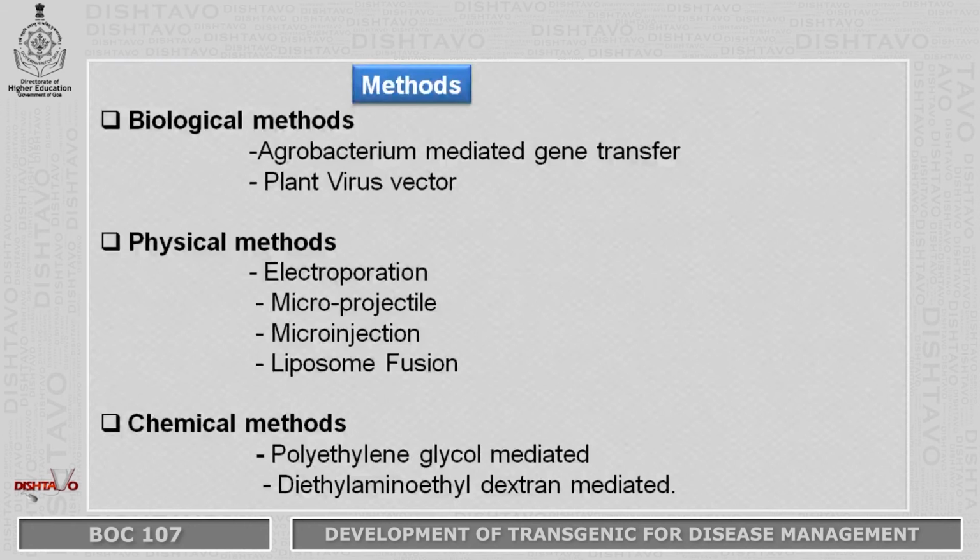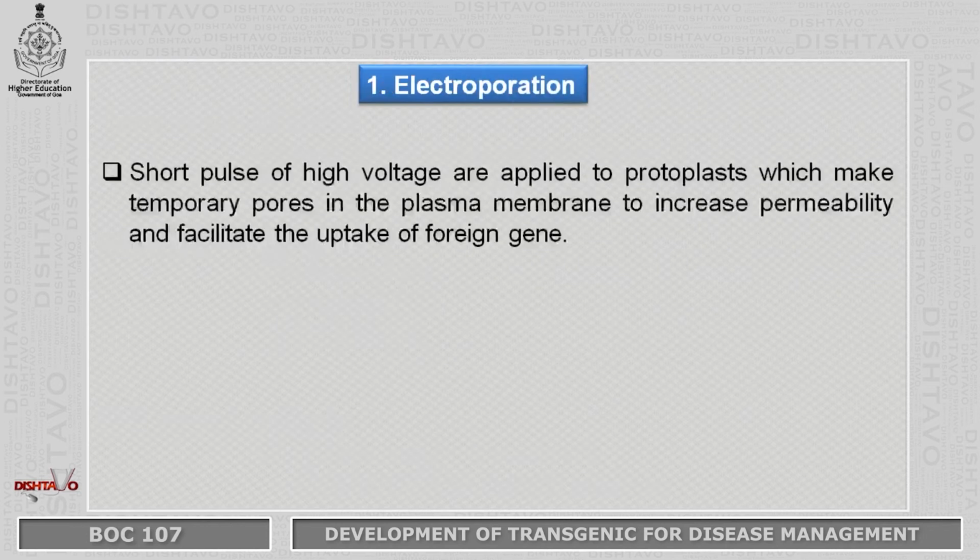Now which are the methods? There are many methods. First, biological methods. Under that we have agrobacterium mediated gene transfer, plant virus vector. Then we have physical methods: electroporation, microprojectile, microinjection, liposome fusion. Under chemical methods, we have polyethylene glycol mediated and diethylaminoethyl dextran mediated. Now in this module, we will be discussing biological method and physical method.